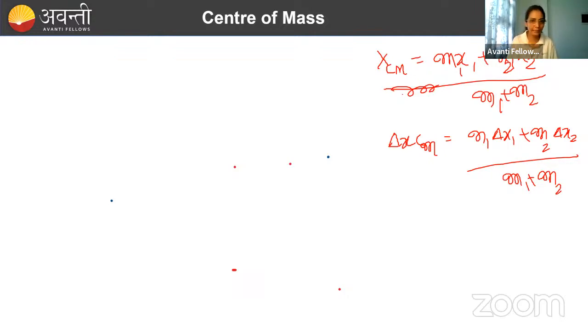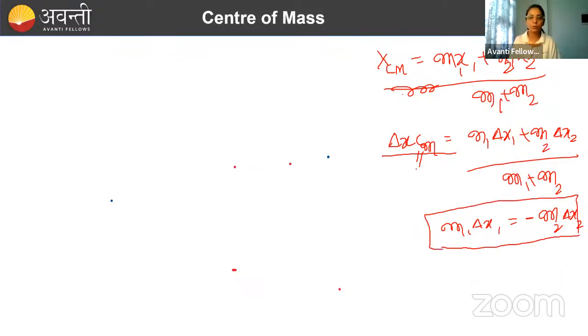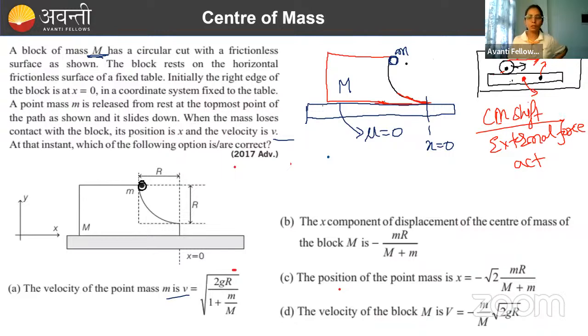So this thing I can do now. If this is permissible, you can see here, if center of mass is not shifting, meaning no external force acting, delta xcm will be 0. So if it is 0, it means m1 delta x1 will be equal to minus m2 delta x2. Agree? This will be true. So this is the equation that we needed to use here in this question. How? For that, we need to choose our system very carefully.